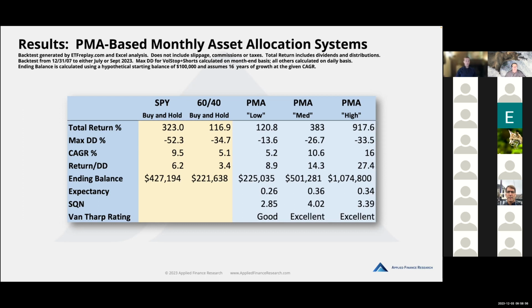So for example, if we look at PMA medium, we have a drawdown that's less than 60-40. So that's your average retail investing public with a return that's higher than the S&P 500. And same thing when we look at PMA high. So it's really phenomenal, the power of some very simple concepts like moving averages, like momentum.